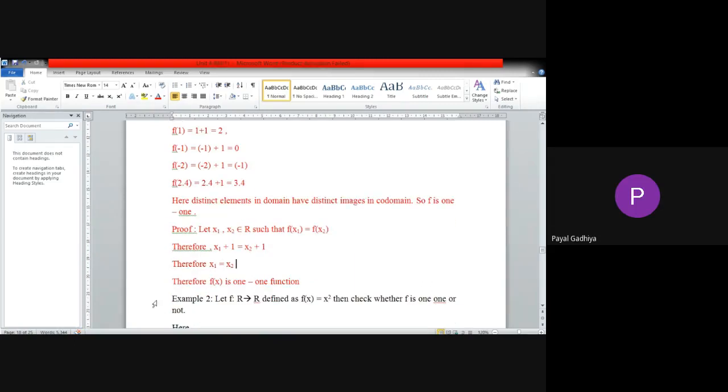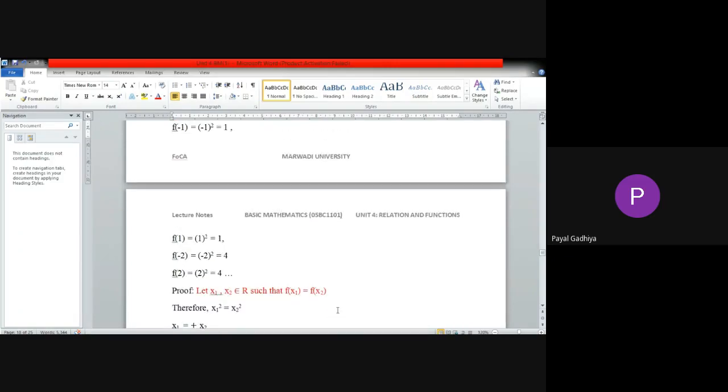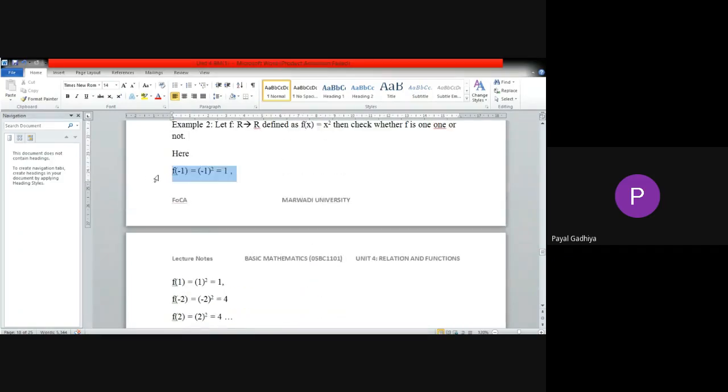Okay, for this example, f(x) = x square is given to us. Check whether f is one-one or not. Now it is clearly visible that this is not one-one, because if I take 2 over here, the square will be 4. If I take minus 2 over here, then also the square will be 4. So for different x1 and x2, f(x1) and f(x2) are the same. You can write it that way also: f(-1) is 1, f(1) is 1, f(-2) is 4, f(2) is 4, and this is the proof.